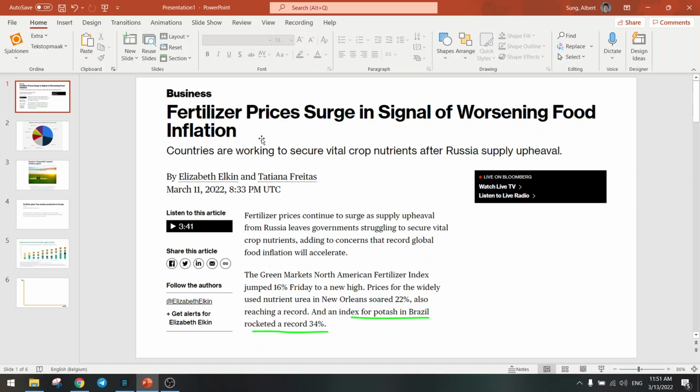We are seeing fertilizer prices surge. So this is from Friday. And you can see here that potash in Brazil skyrocketed 34% on Friday. It jumped 16% and urea soared 22%. So what is happening here? Why are fertilizer prices skyrocketing?